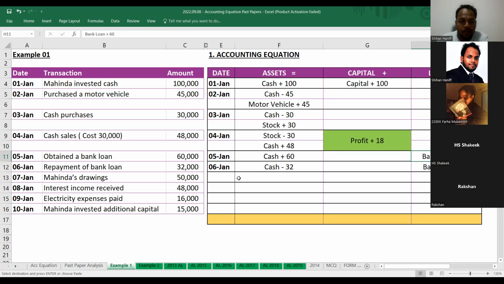Drawings. Drawings means the owner withdraws money from the business. So that's the reversal of capital. Investment of capital means cash increase, capital increase. Then if he takes money, it is the reversal of the same thing. Cash reduce, capital reduce. The description is drawings.